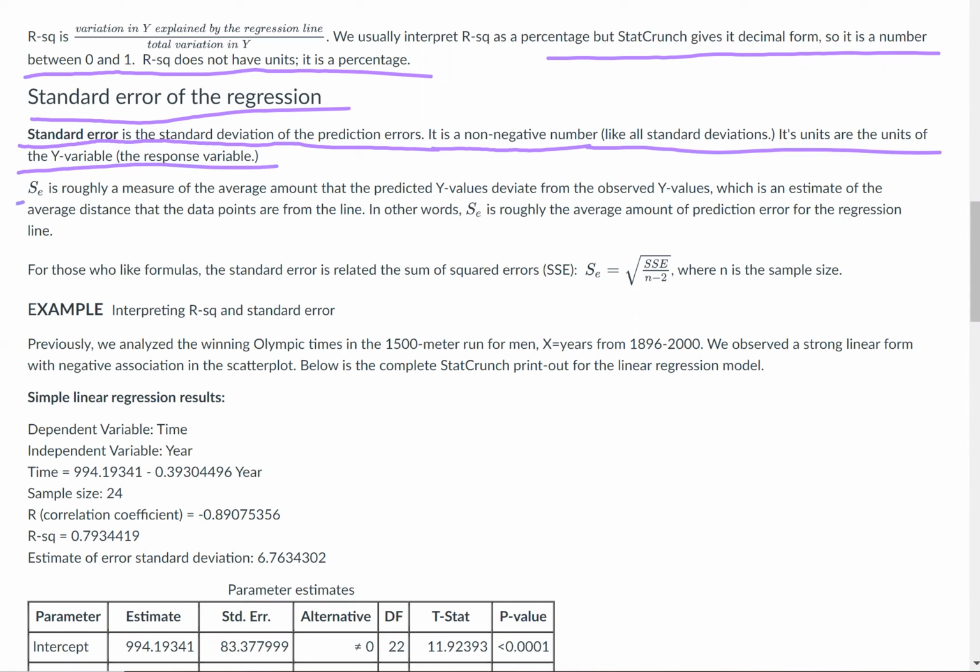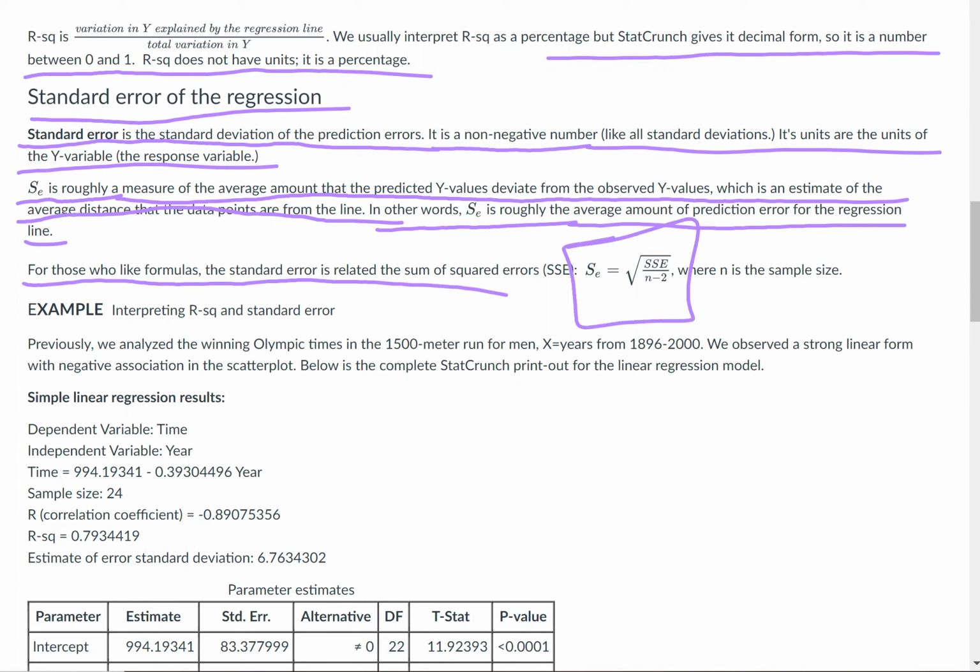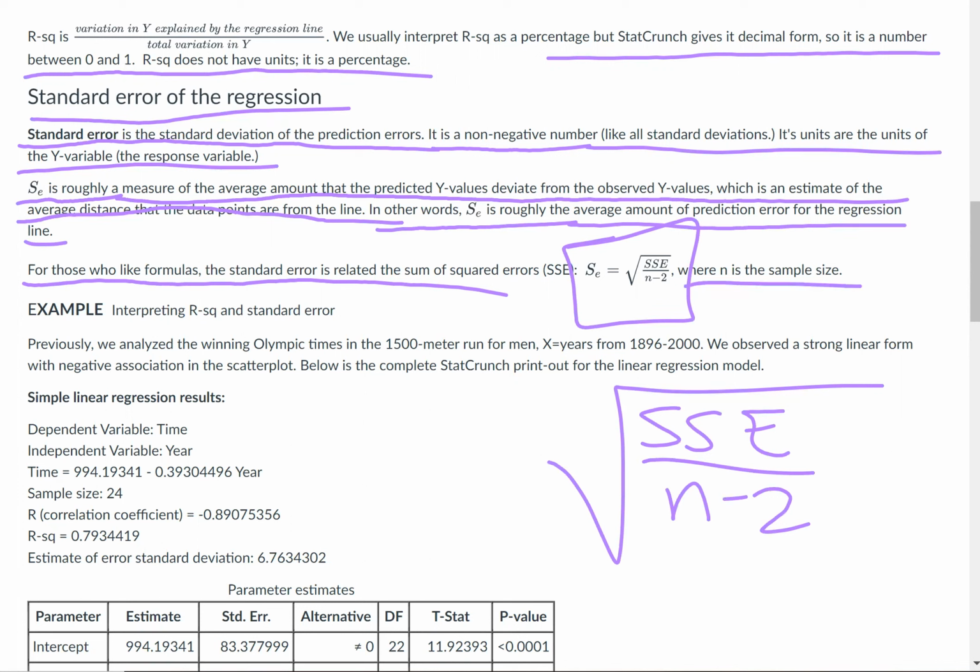S sub e, or the standard error, is roughly a measure of the average amount that the predicted Y values deviate from the observed Y values, which is an estimate of the average distance that the data points are from the line. In other words, S sub e is roughly the average amount of predicted error for the regression line. For those who like formulas, the standard error is the square root of the sum of the squared errors, which we talked about on a previous page, over n minus 2, where n is the sample size.